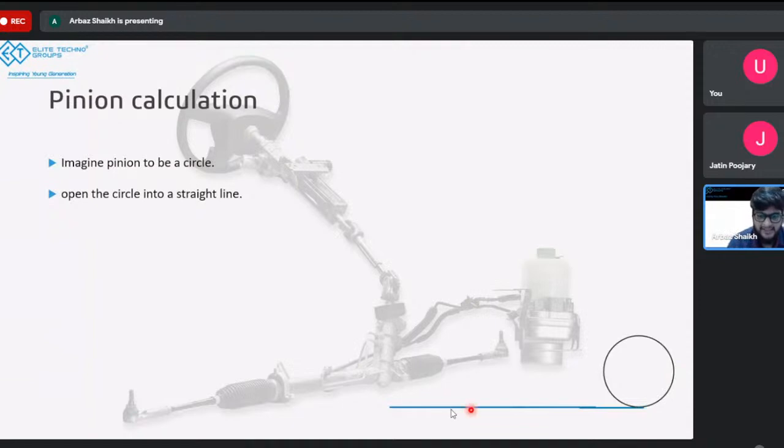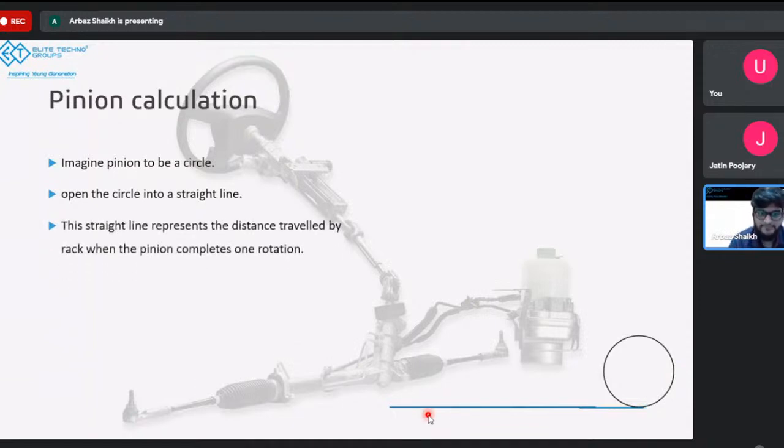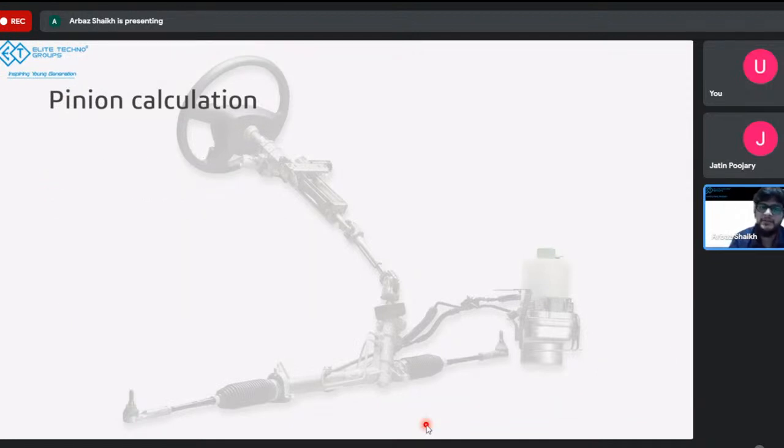So that's why this line is 2 pi r, which is pi d basically. So we know that in one rotation, the distance traveled by the rack should be 1 times the circumference of the pinion, because pinion is a circle and rack is a straight line. If I roll the pinion on the rack perfectly, in one rotation, the rack will move by pi d distance, or the circumference of the circle. So with this logic, we can calculate the pinion diameter.